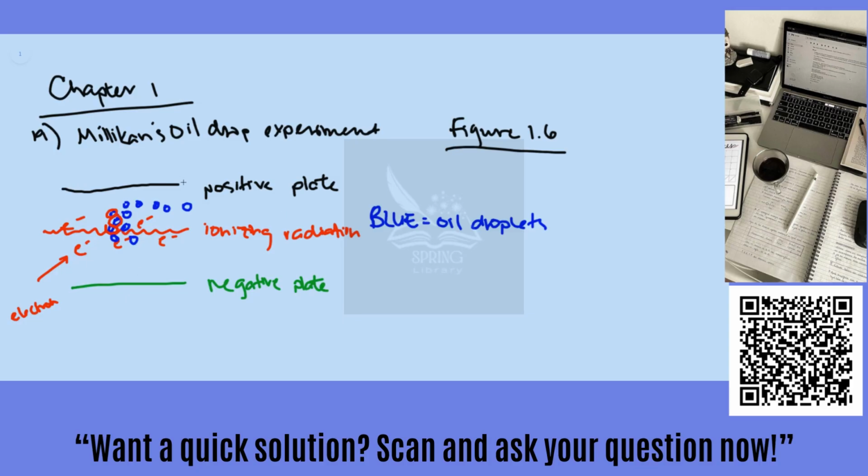He had a positive plate on one side of this beam of ionizing radiation and a negative plate. And if you recall, like charges repel each other. So if these oil droplets become very, very negative, they move away from the negative plate. And if they're very moderately negative, then they stay closer to this beam of radiation, or slightly above it.